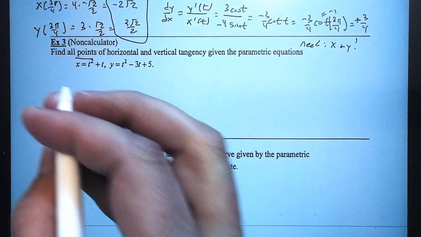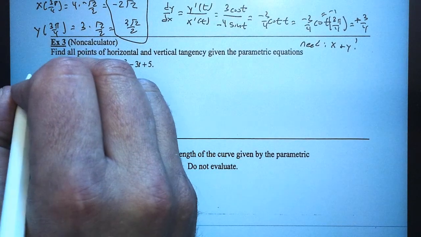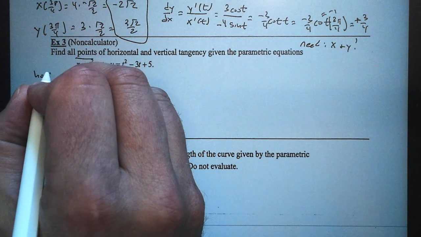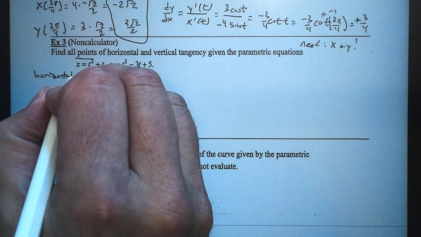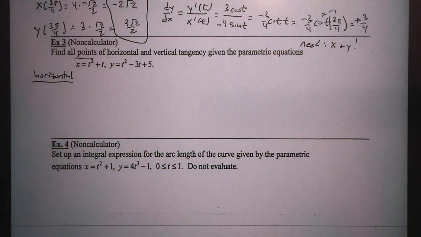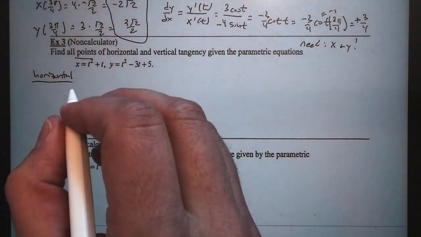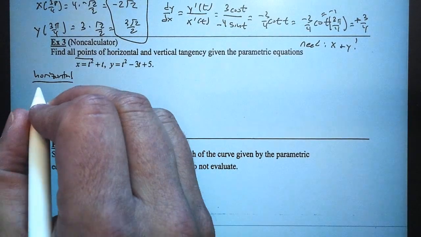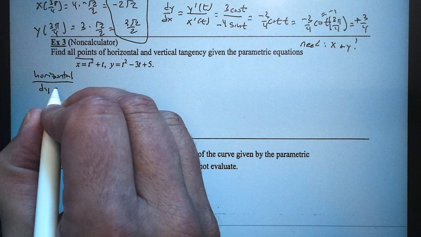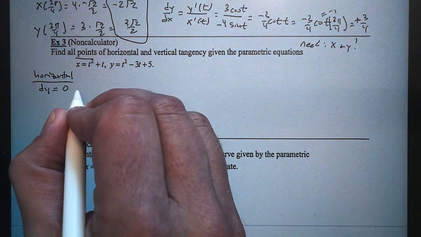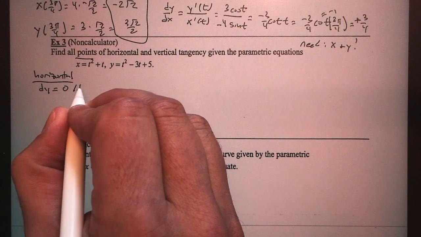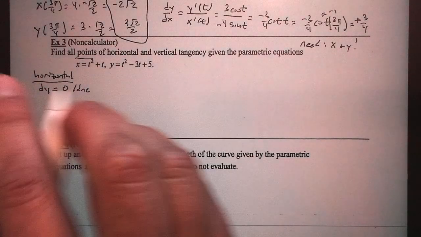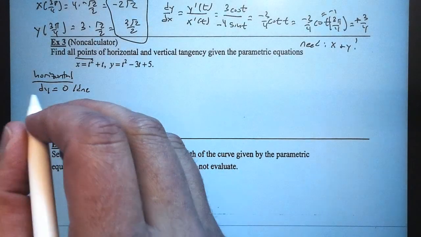So let's talk about the horizontal first. Now we know when we do the horizontal, we did this earlier this year when we worked with implicit derivatives, that anytime we are working on horizontal, we're only interested in the change in the y value. So we want to know where dy is 0 or dne. So we need to take the derivative of just the y coordinate.